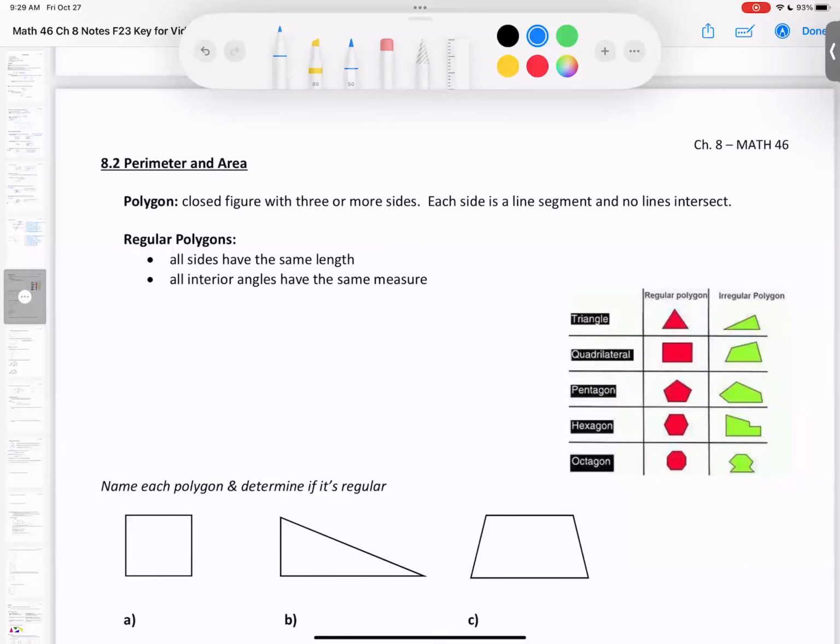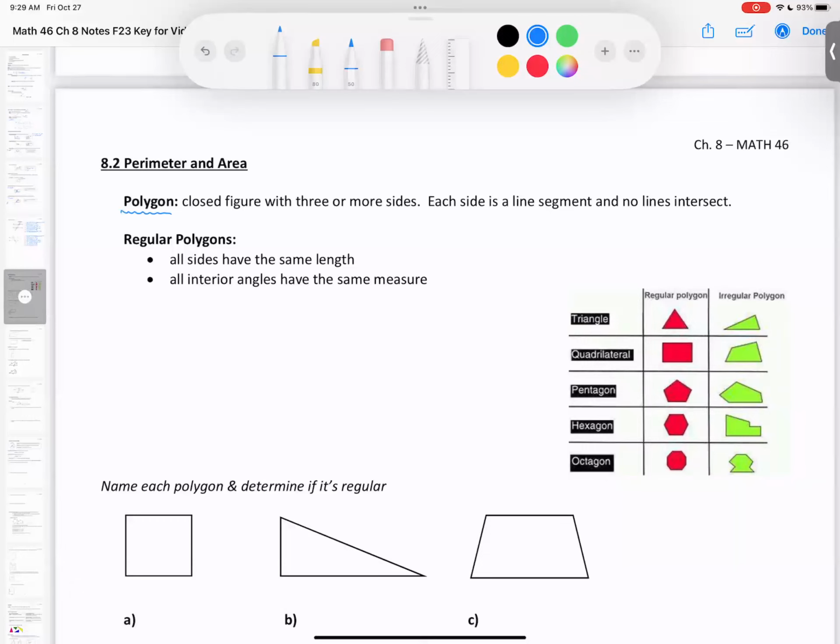All right, moving into 8.2, we're going to talk some more about perimeter and area. We've already talked about these concepts earlier, but we'll expand on them. And so first off, guess what? Some more vocabulary. And so a polygon, you can think of as a shape.